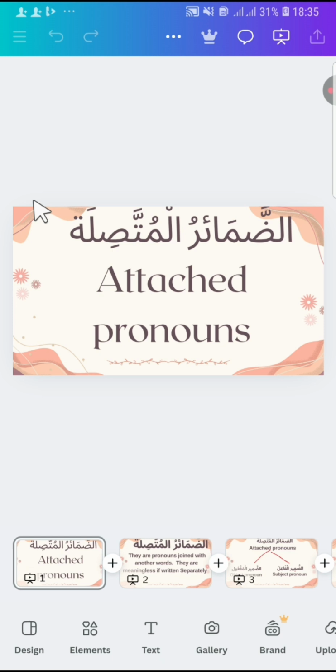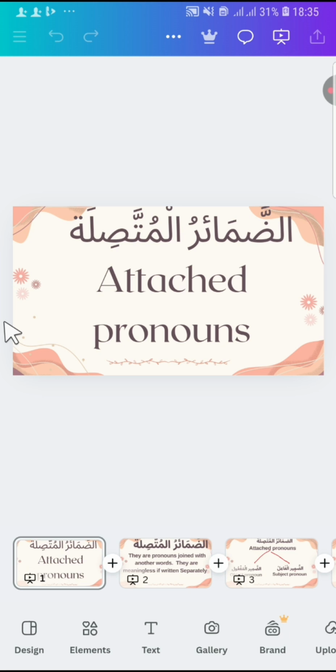Today we are going to talk about الضمائر المتصلة, which means attached pronouns. In our previous class, we talked about pronouns, and we said that pronouns are classified into two: attached pronouns and detached pronouns. In our previous class, we talked about detached pronouns, and today we are going to talk about attached pronouns, which in Arabic we know as al-damairul muttasila.